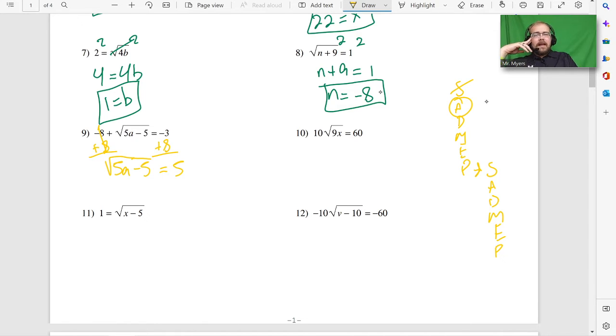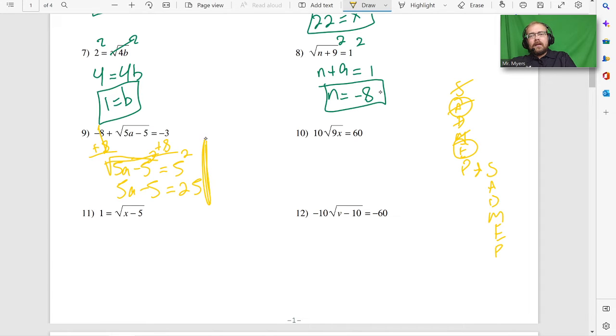Okay, we did A. A is done. Can we divide? Can we multiply? No and no. Can we exponent? Yes, we can exponent. We can take the square of both sides, and now we're back to what we were doing for the last 8 problems. Square both sides to get rid of the square root. 5a minus 5 equals 25.